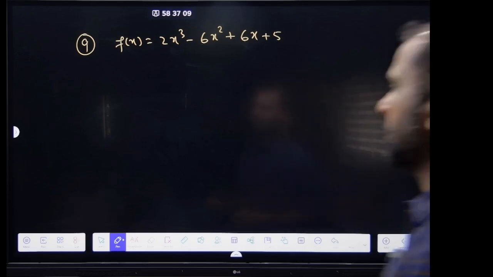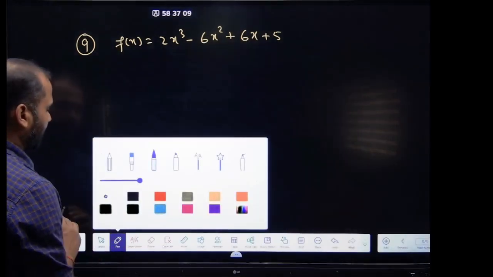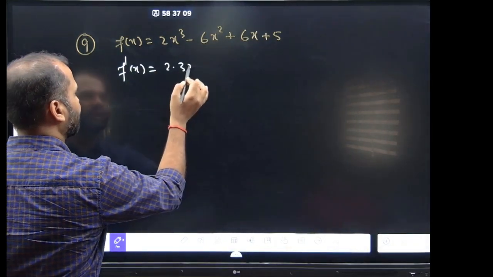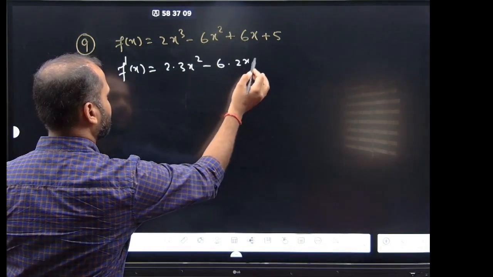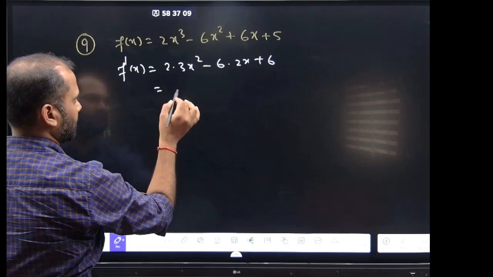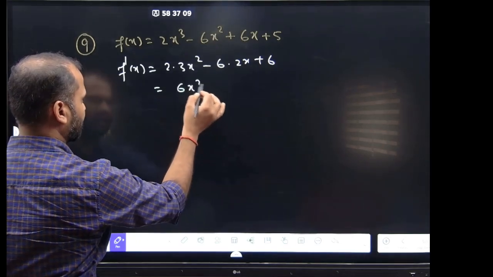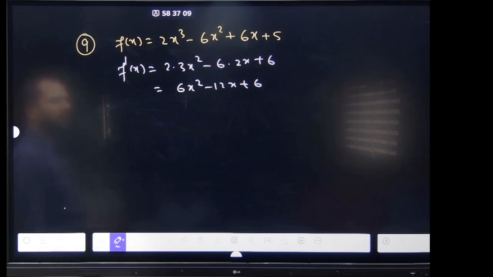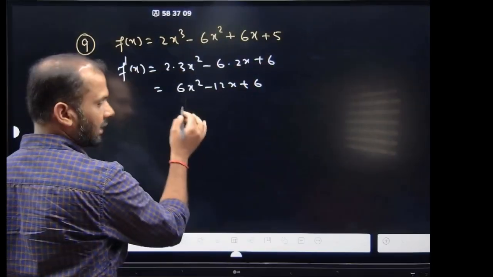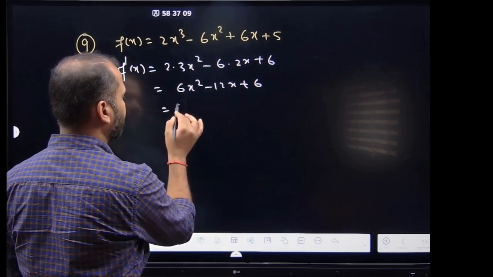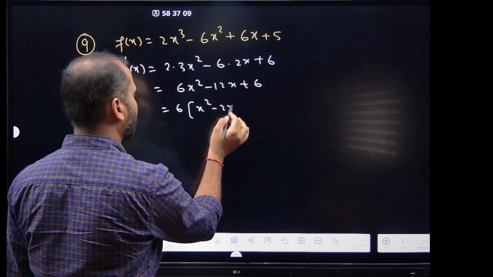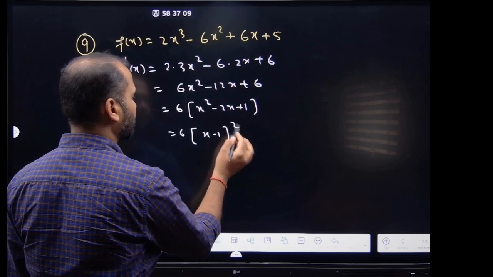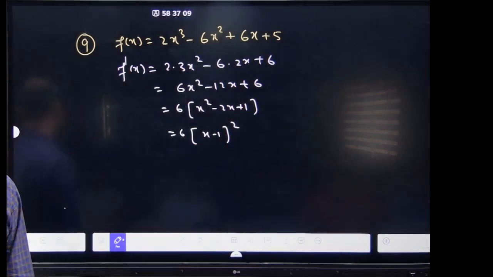So the first step will be to differentiate it. If I differentiate it, f dash x I will calculate. How much is it? 2 into 3x square minus 6 into 2x plus 6. The differentiation of 5 is 0, so it is 6x square minus 12x plus 6. Am I right? Yes or no? Correct. So now I should calculate the critical point first, right? So what common can you take? 6 you can take common, x square minus 2x plus 1. So this I can write as 6, x minus 1 the whole square. This is nothing but x minus 1 whole square.